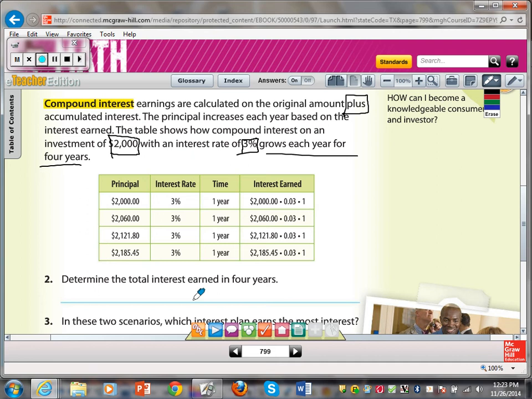So let's go ahead and see how it works here with the calculator. So we're going to take the 2,000 times 3%, which we know already is 0.03 in decimal form, times 1 year. So this is 2,000 times 0.03 times 1. And then we're going to add it to your original number. Let's go ahead and do this on the calculator pretty quick.